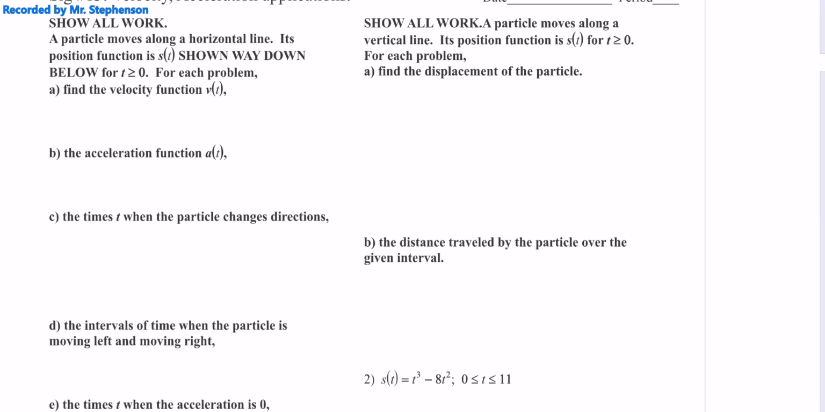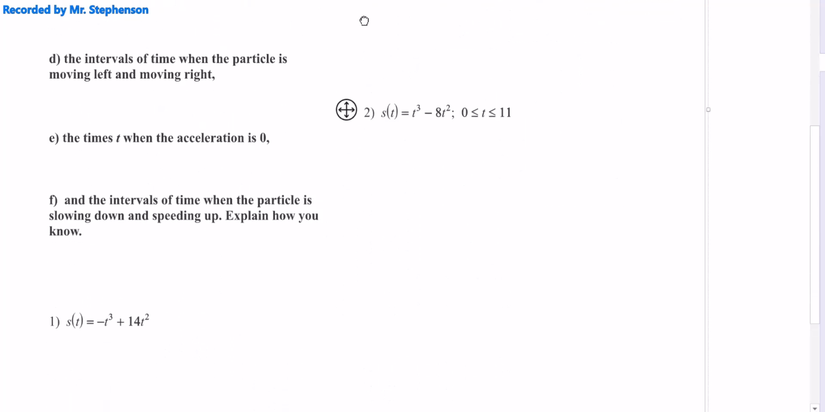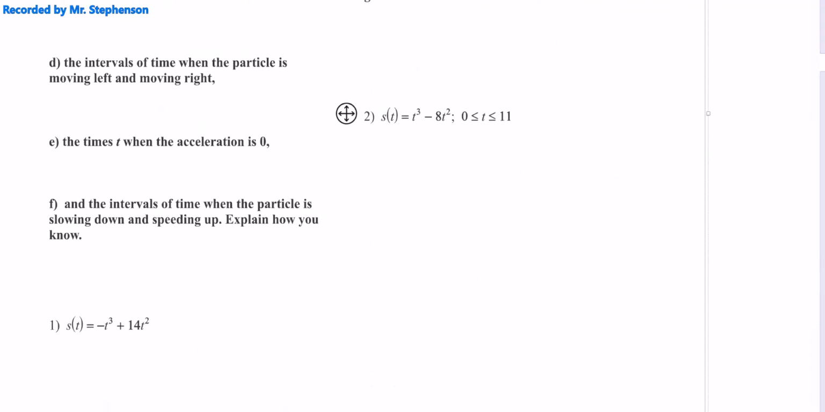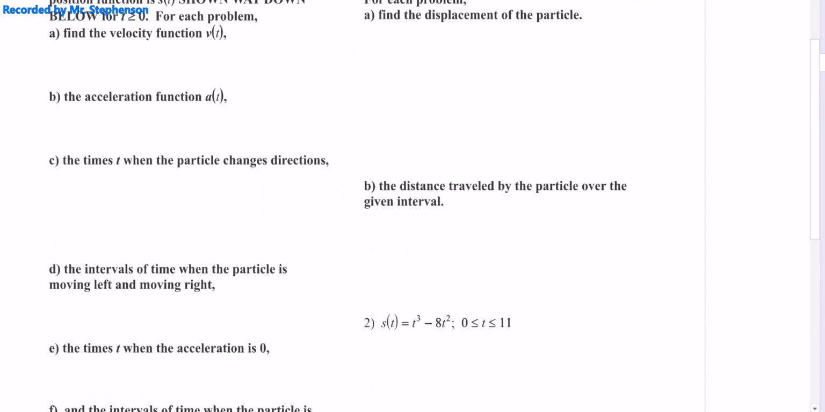A particle moves along a horizontal line. Its position function is shown way down at the bottom. T is greater than 0 for each problem. I need to find the velocity function. Okay, so let's go look at our function. Our function is s of t, and it's down here. S of t equals negative t cubed plus 14t squared.